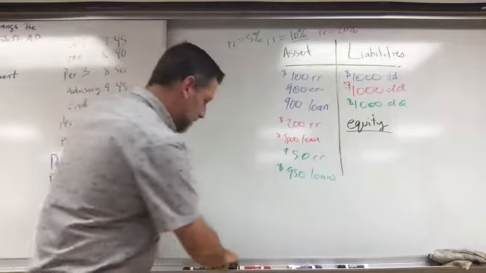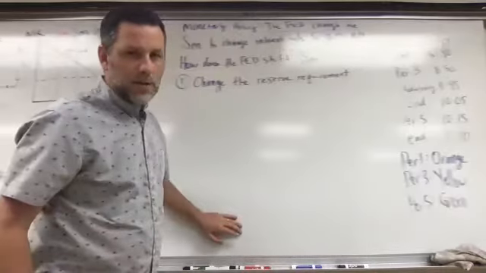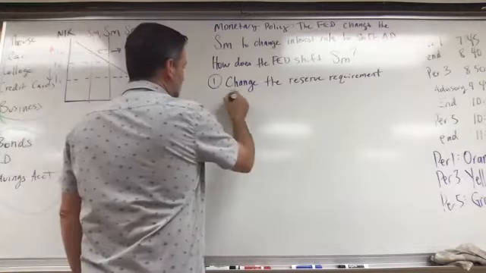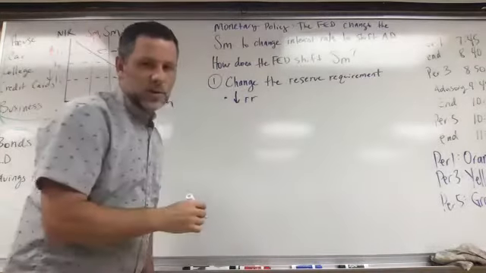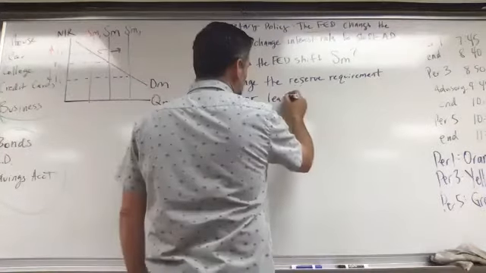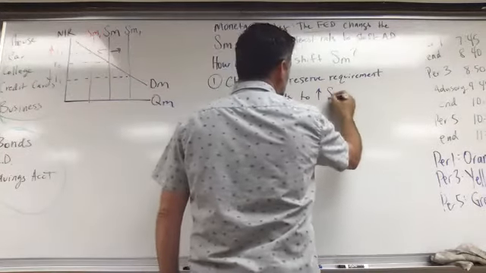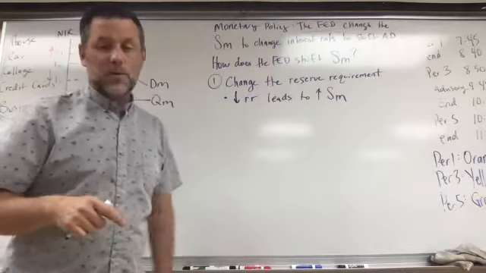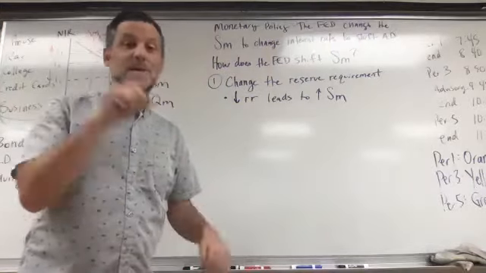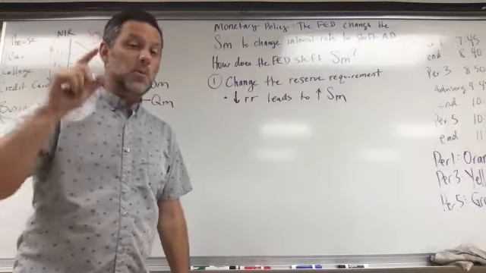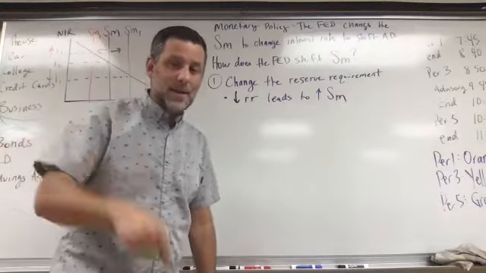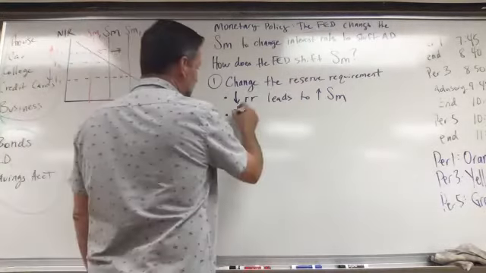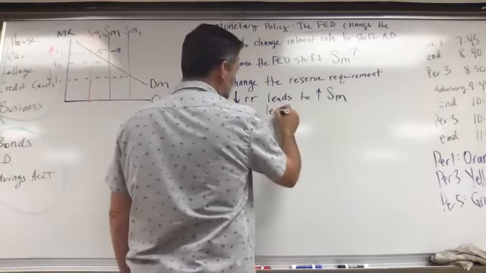So the general rule of thumb that we can create here is that a lower reserve requirement leads to a larger supply of money, because banks can give more loans if they have a lower reserve requirement. They keep less required reserves. That means more excess reserves. More excess reserves means more loans, and more loans means more money in the economy. The opposite is true as well. The Fed increases the reserve requirement.